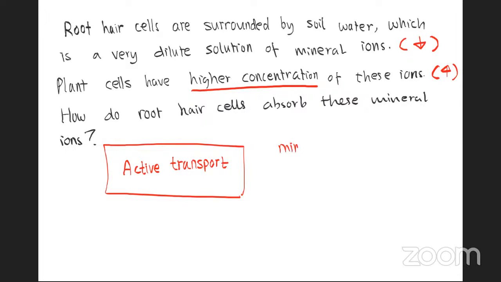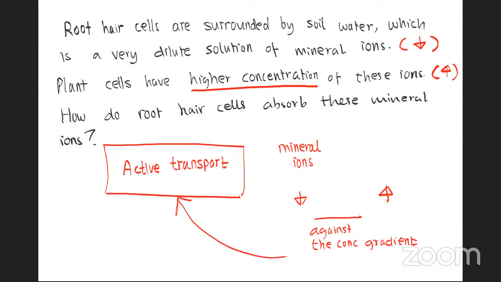The mineral ions move from low concentration to high concentration, which is against the concentration gradient. Because it goes against the concentration gradient, they need to rely on active transport. So the root hair cells absorb mineral ions by the process known as active transport, because the movement is from low concentration to high concentration, against the concentration gradient.